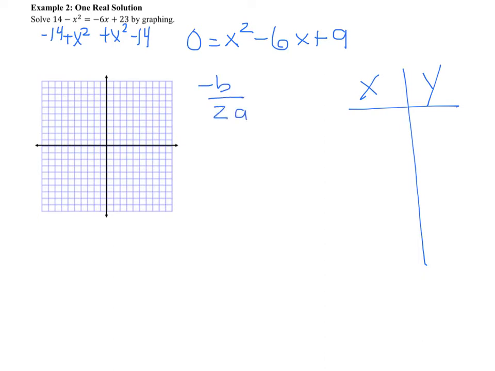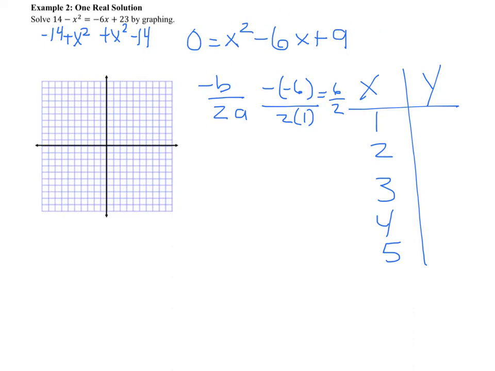And b in this case is negative 6. So I'm going to have negative 6 over 2 times 1, which simplifies to 6 over 2. And 6 over 2 simplifies to 3. So then I'm going to go ahead and use 2 and 1, and 4 and 5. And remember, to get the y values, I'm going to be plugging those x values into my equation.